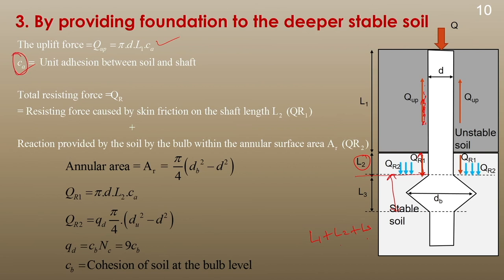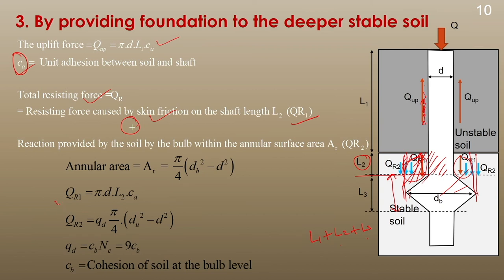Different codes provide different CA values depending on the soil type and the material used in the pile. Then comes the total resisting force, which is made up of the resisting force caused by the skin friction on the shaft of length L2, which will be QR1, plus the reaction provided by the soil bulb within the annular surface AR. So this is the annular surface AR. The annular area AR will be equal to pi by 4 into dB square minus d square. If we take the total area and subtract this area, we will get that annular area.